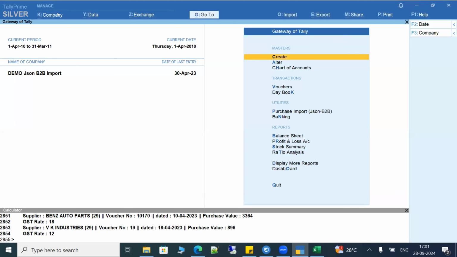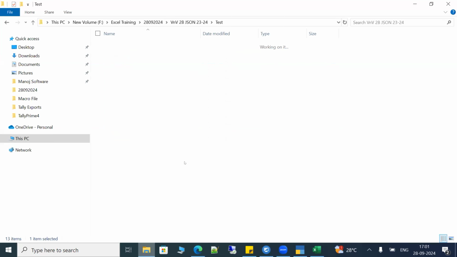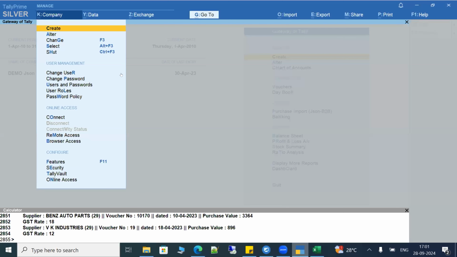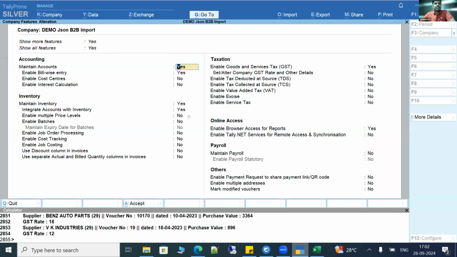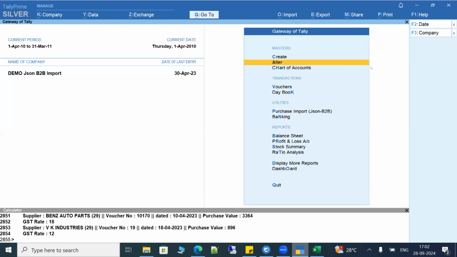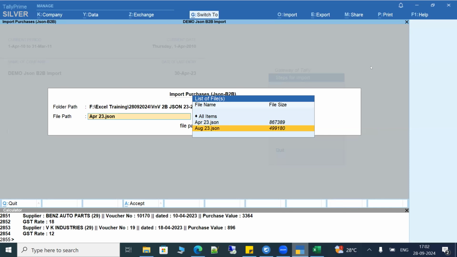Yes. Now I'll go to that JSON file. There I have August. Within the August, this is the GST number, but I'll change it. Alter feature security. Okay, here instead, make it as one. Now we'll try to import for August.